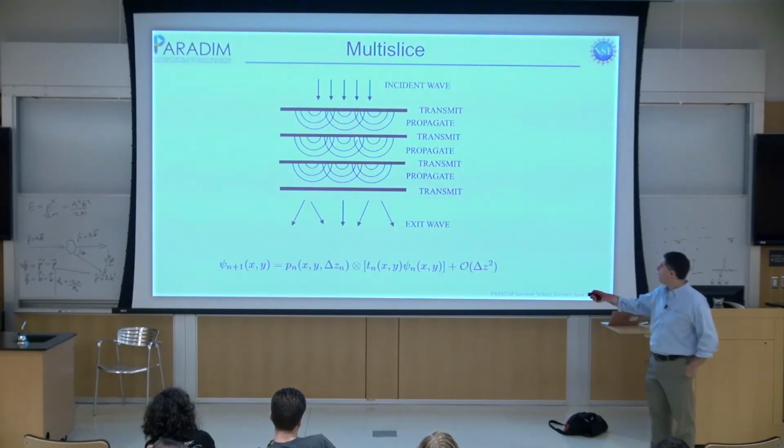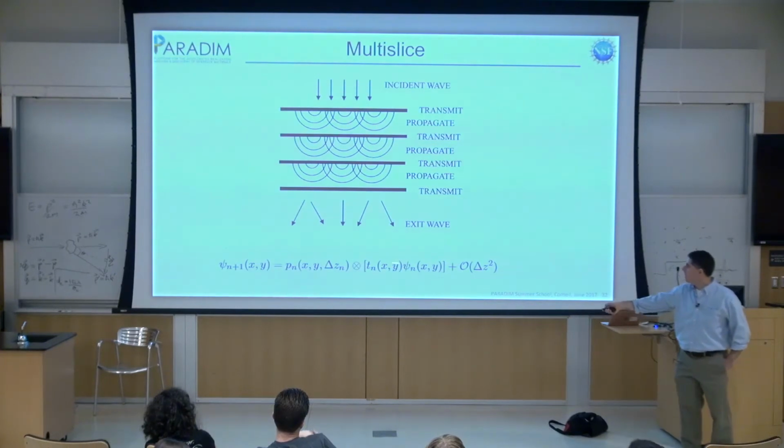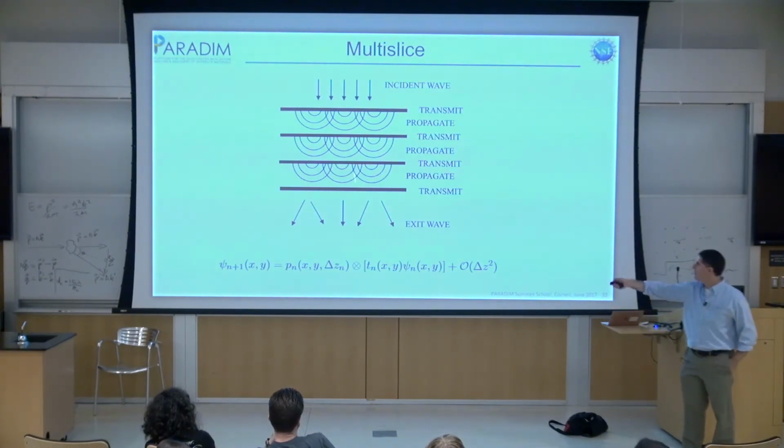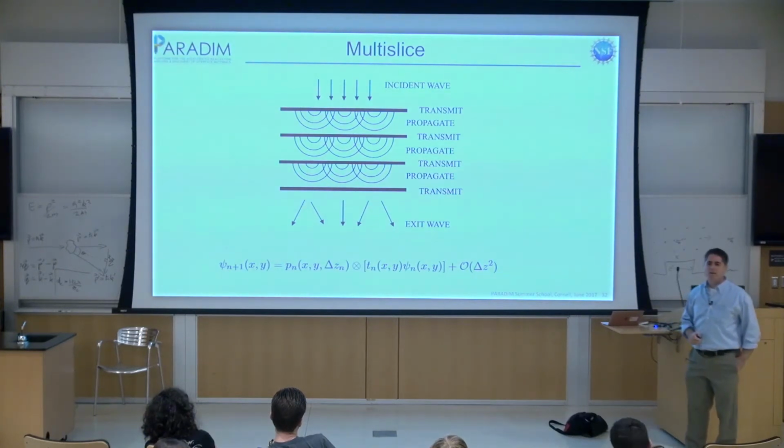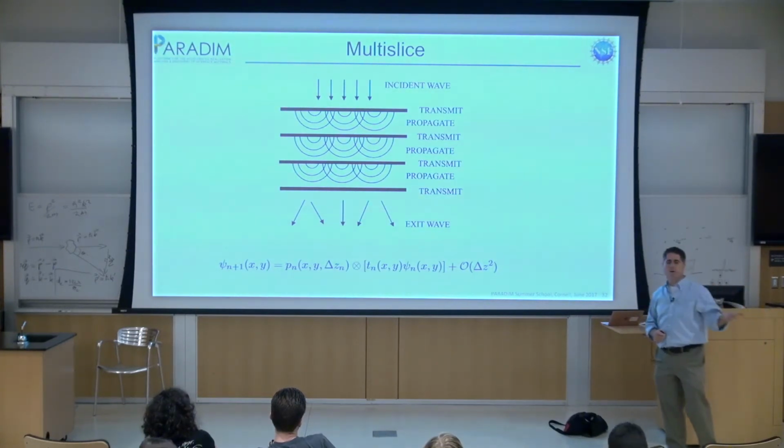Then I introduce another transmission function and another propagator. So I basically apply this algorithm iteratively at each slice throughout the crystal. You want one slice for every row of atoms. Don't try to take shortcuts because you'll miss the Holtz lines.